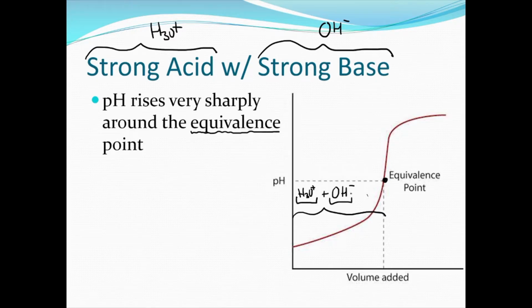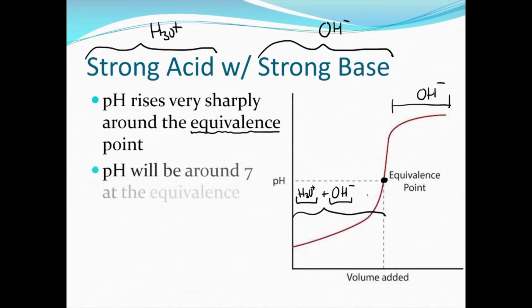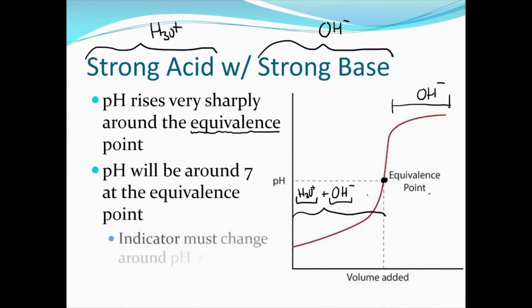Any extra bit of hydroxide after that ends up pushing it into the base side, so here you get just base. This is why the pH rises sharply during a strong acid, strong base titration, because for the first little bit, the concentration of hydronium is being neutralized by hydroxide, so it drops as you add more hydroxide. Eventually, you have an equal amount of each, so you get this equivalence point, and then any extra hydroxide will push it into a higher pH. Because of this, for strong acid, strong base titrations, the equivalence point will usually be around pH 7.